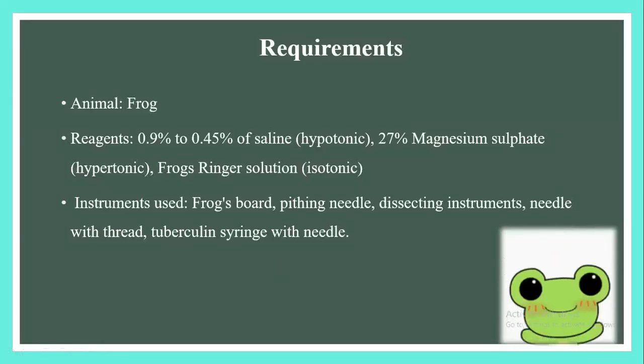Now the requirements are: animal, frog. Reagents: 0.9% and 0.45% saline, which is hypotonic, 27% magnesium sulfate, which is hypertonic, and frog Ringer solution, which is isotonic. Instruments used are a frog board, pithing needle, dissecting instruments, needle with thread, and a tuberculin syringe with needle.